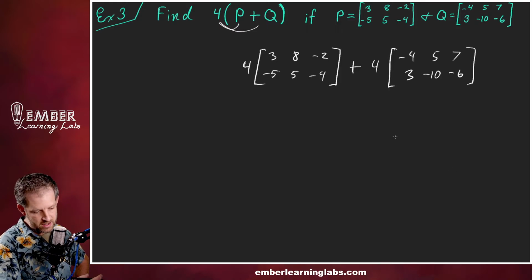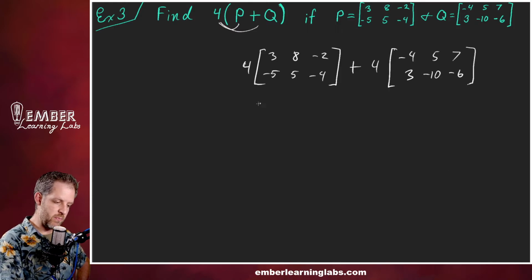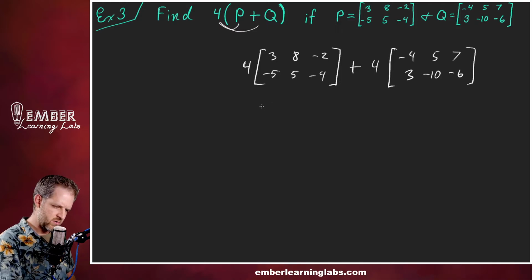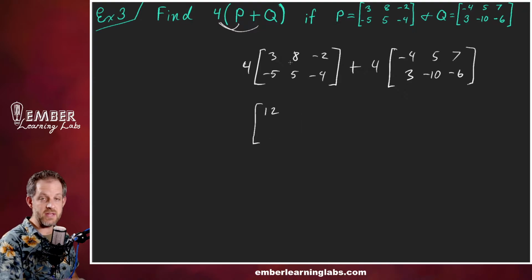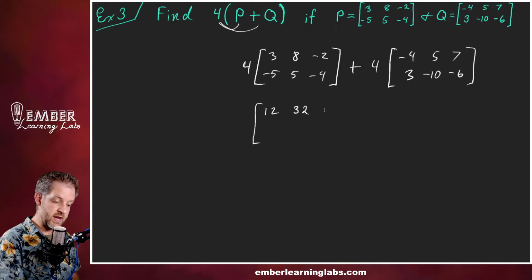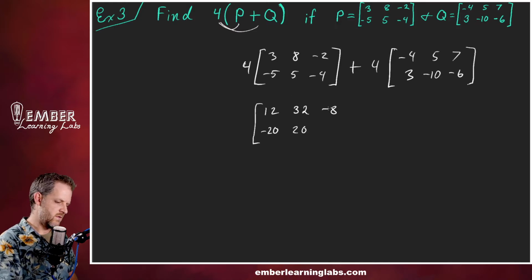So then we multiply those scalars out. So we end up with 4 times 3 is 12. 4 times 8 is 32. 4 times negative 2 is negative 8. 4 times negative 5 is negative 20. 4 times 5 is 20. 4 times negative 4 is negative 16.